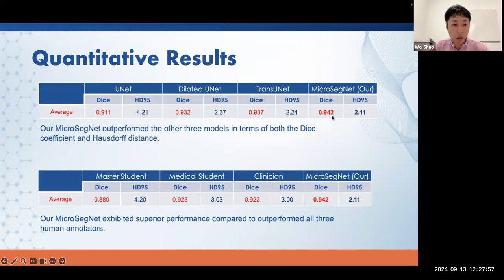1 is perfect. We also performed another study that compares our AI model with human annotators. We asked a master's student, a medical student, and a urologist who has plenty of experience treating prostate cancer patients, but only a few months of experience reading microultrasound images. As we can see, for those who are not familiar with microultrasound images, even after 20 hours to a week of training, the performance is not as good as our AI model.